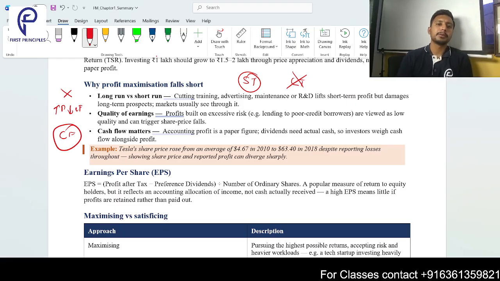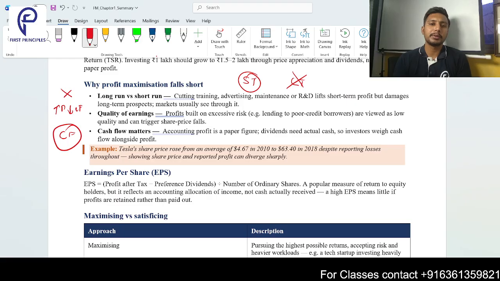The long run versus short run, we understood. The quality of earnings, we got an idea. Along with that, cash flow matters a lot. Accounting profit is a paper figure.